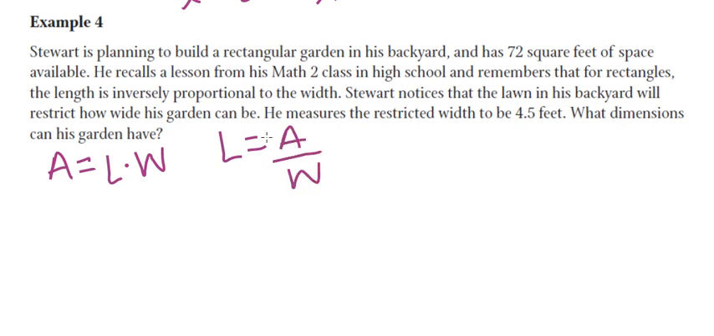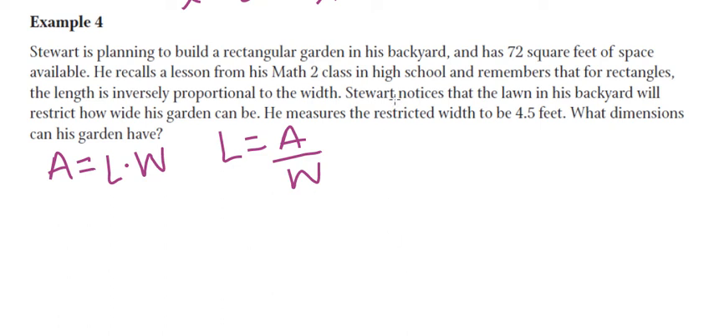And that makes sense because as the width increases, so if you have only some specific area here, as the width increases, the length has to get smaller. And if the width gets smaller here, then the length has to get bigger. So in area, the length and the width are inversely related.